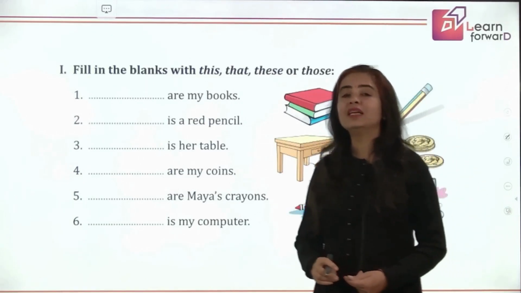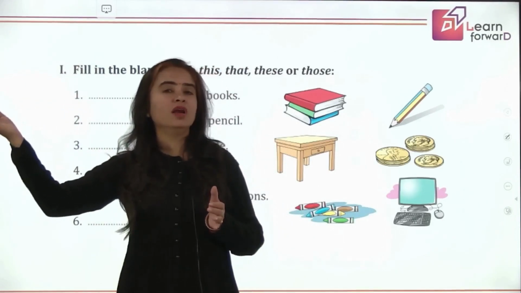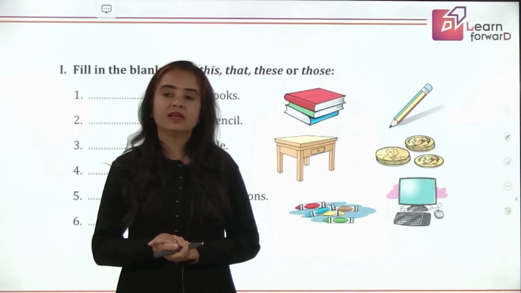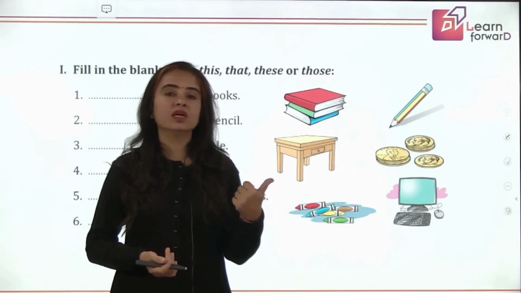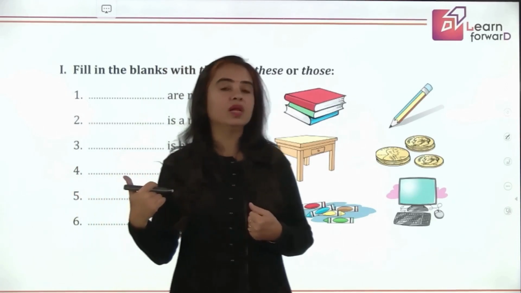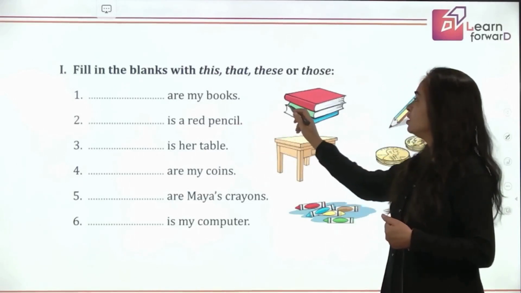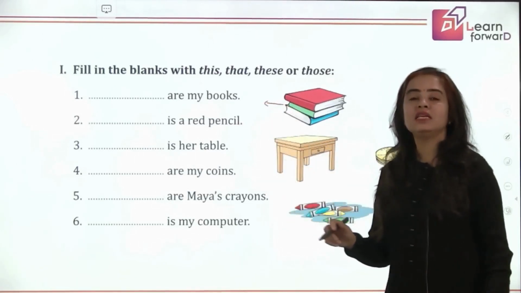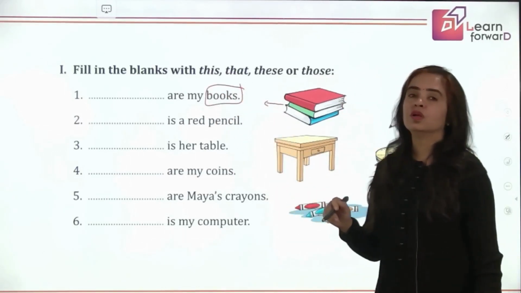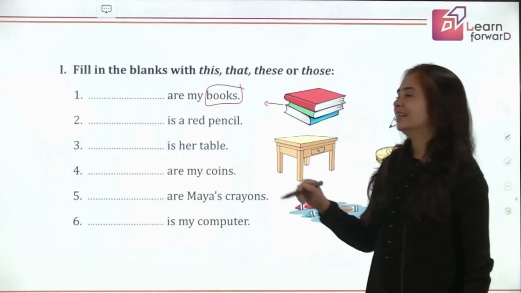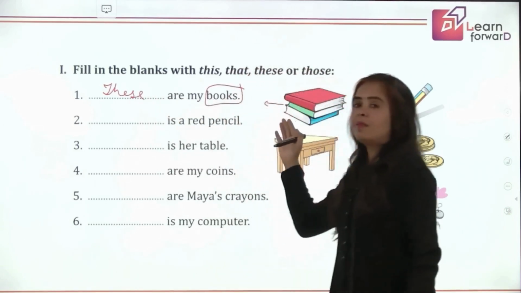So for this and these, you will see whether the things are closer. That and those are for away, far away, right? And the second thing is you will also see whether we are talking about singular closer or plural closer. Dash are my books. So what you see is the books are near, the books are closer, and this word is plural also. For that, what will we use? Yes, we will use these. So I'll say, these are my books.